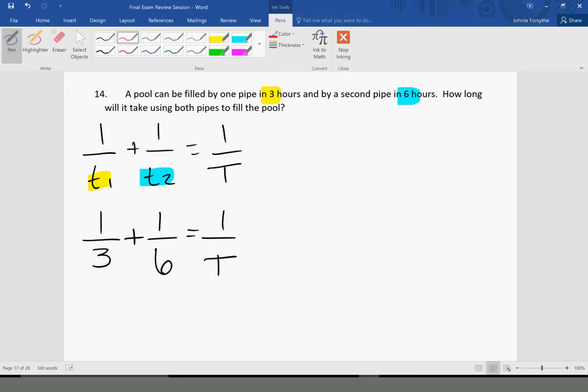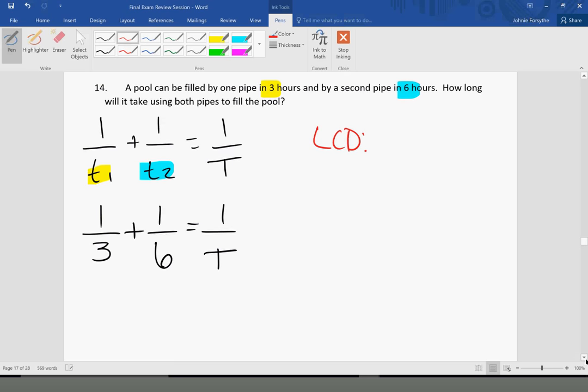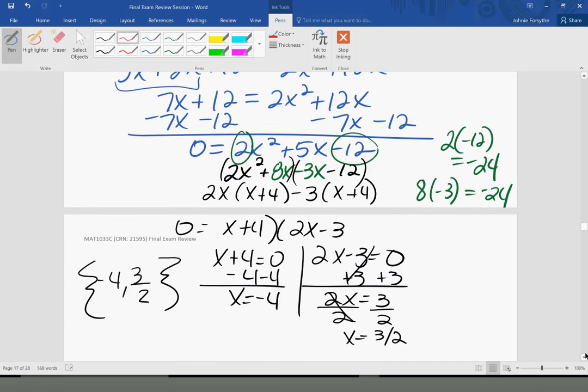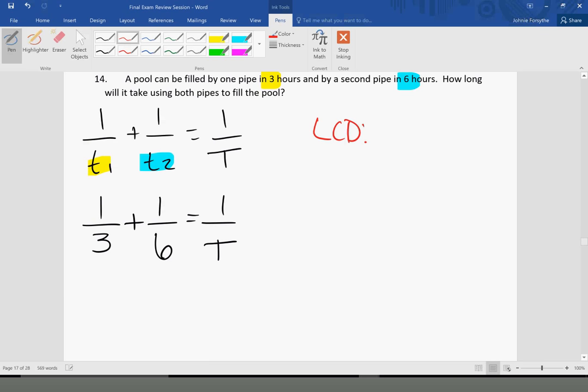So to solve this rational equation, we're going to do just like we did before, find the least common denominator and multiply the entire equation by that least common denominator. So we have 3, 6, and T. So what's the least common multiple between 3 and 6? Well, that's just 6. And then we need to have T. So 6T is our least common denominator. So we are multiplying 6T everywhere.